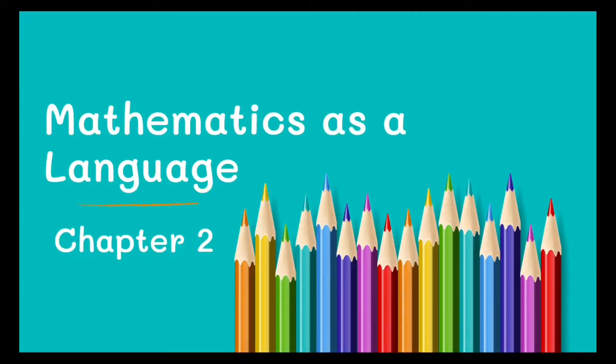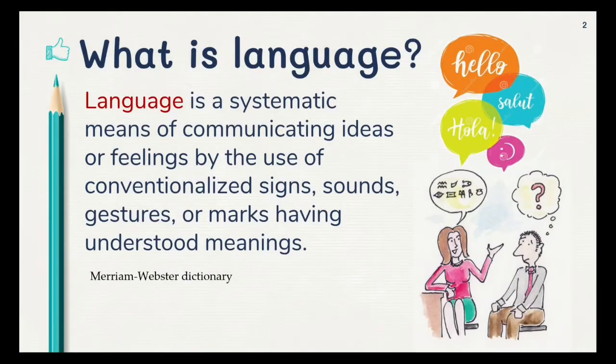Chapter 2 of Mathematics in the Modern World, we have Mathematics as a Language. So, to start with, what is language? Language is a systematic means of communicating ideas or feelings by the use of conventionalized signs, sounds, gestures, or marks having understood meanings, according to Merriam-Webster. If you find it difficult to understand mathematics, maybe it's because it feels like you're looking at Chinese characters. But if you can understand the language of mathematics, maybe you will find mathematics easy.